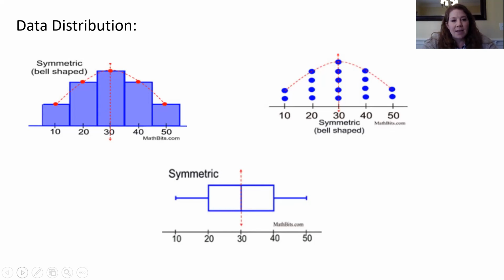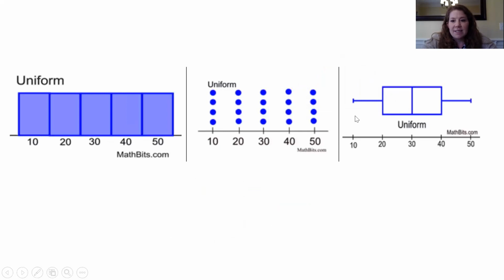The other type of data distribution is if you have uniform. That means every answer had the same number of responses. So 10 people said 10, 10 people said 20, 10 people said 30, and so on and so forth. So this histogram is uniform, this dot plot is uniform, and this box and whisker plot is uniform. All groups have the same distribution of data.